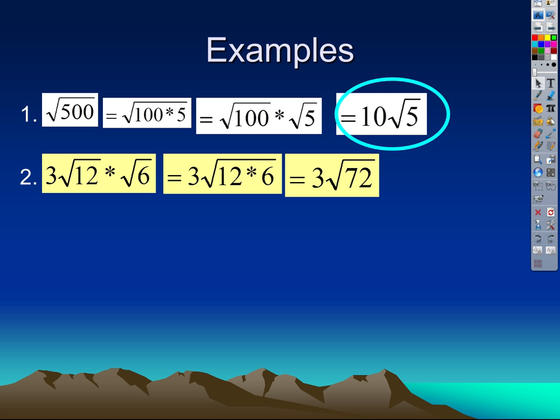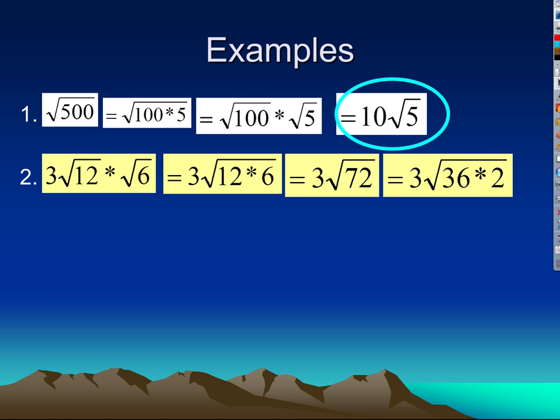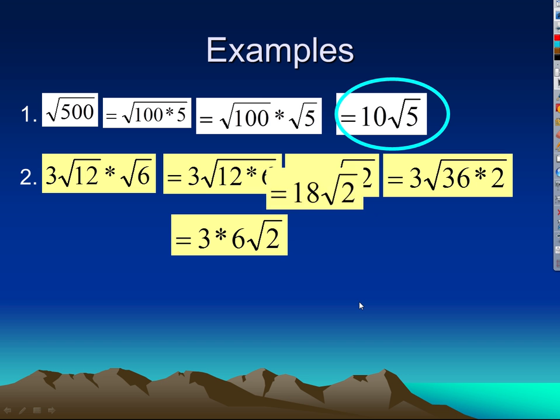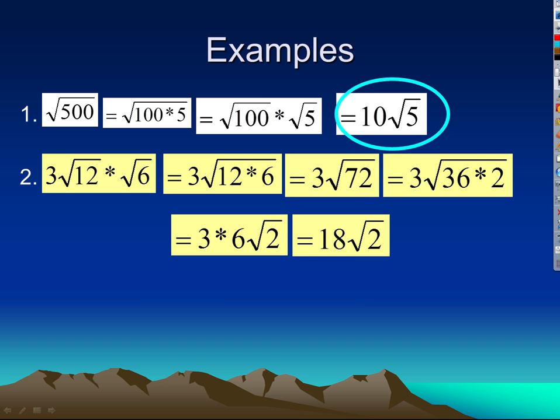Okay, so here's, if we had seen that that was the square root of 36, we could have just turned that into 3 times 6 times the square root of 2, and there's our 18 radical 2.